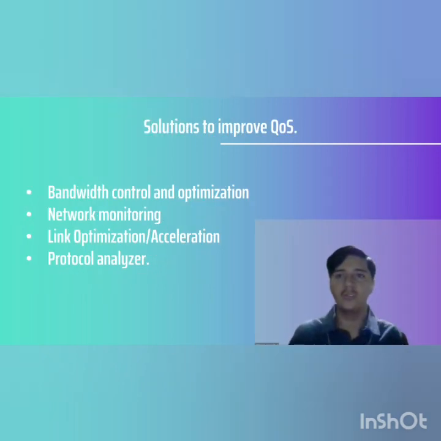The solutions to improve QoS in data networks. The first one is bandwidth control and optimization. It allows the maximum performance and value of applications and technologies; it monitors, compresses, and controls link bandwidth, using it to align resources with the tools of the QoS managed network.